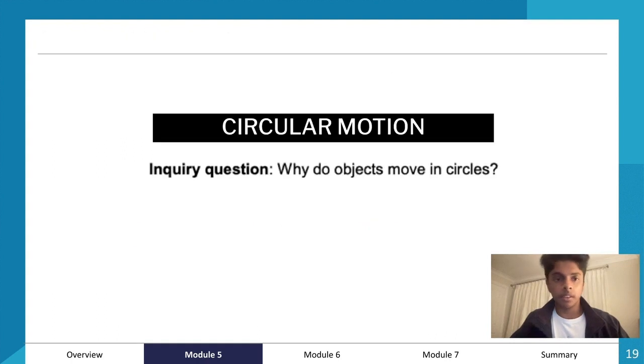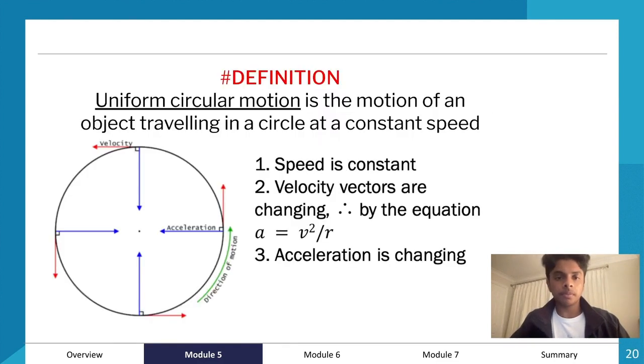Now we can go through circular motion. The inquiry question in this is, why do objects move in circles? Uniform circular motion is the motion of an object traveling in a circle at a constant speed. So in this case, the speed is constant.